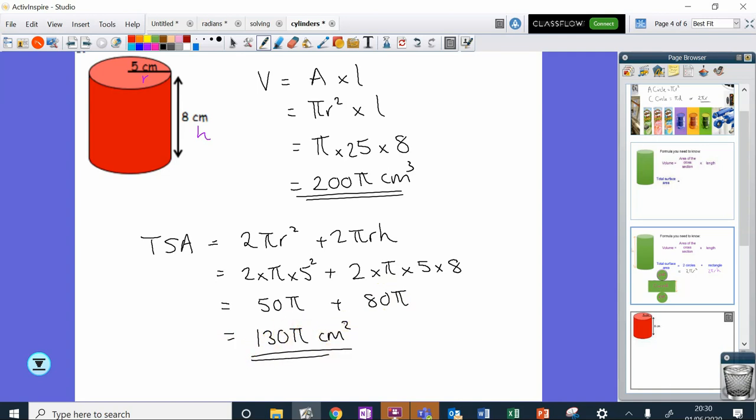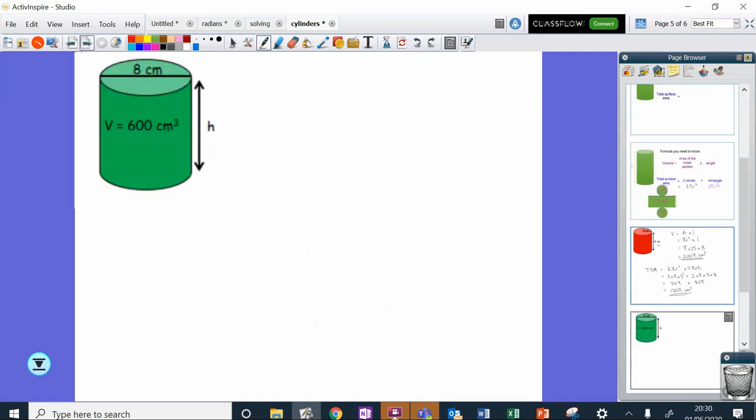Area 2 dimension, volume 3 dimensions. As simple as that. Let's have a look at another one. So this is a reverse problem. So let's see how far we go with this. So the volume, so they're telling us the volume. So we know the volume of any cylinder or any prism is the area of the cross section times the length.